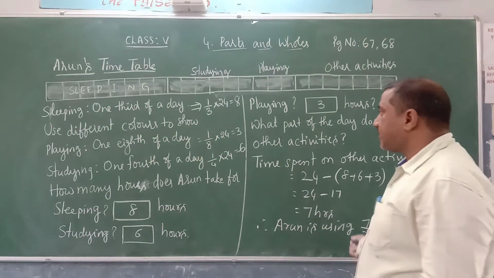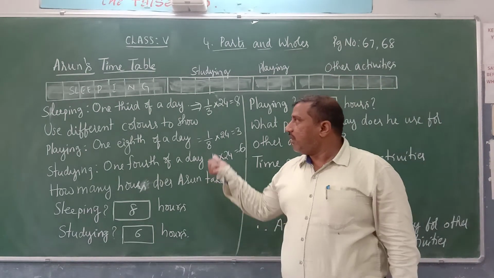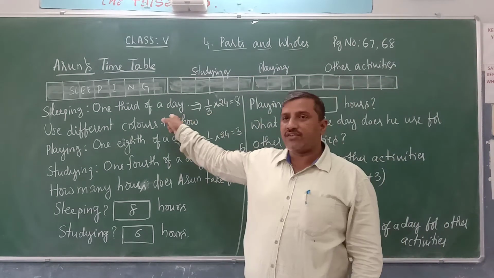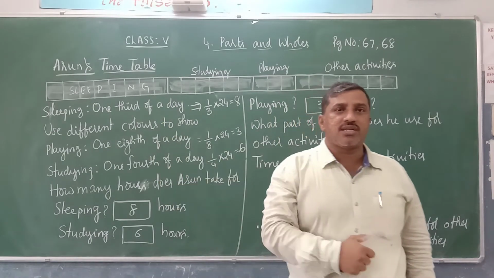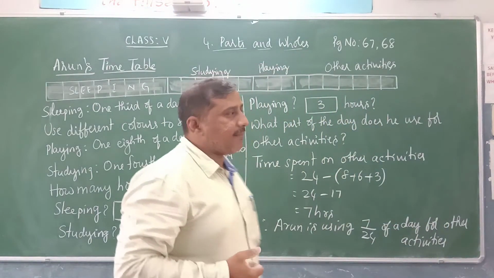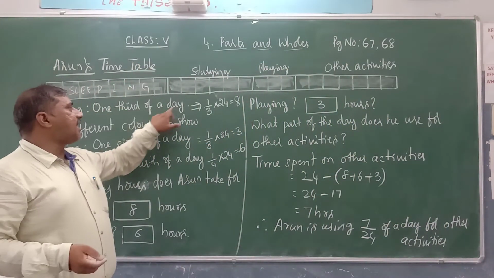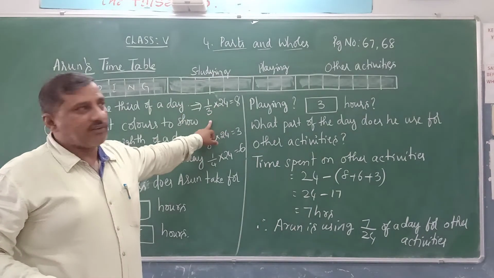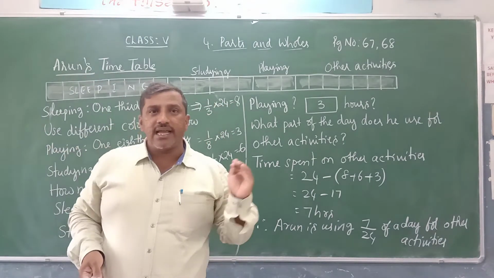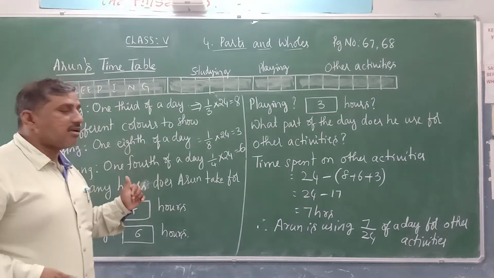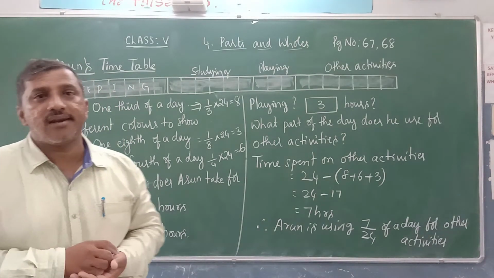So Arun is sleeping 1/3 of a day. How can I find out how many hours he is sleeping? One day is 24 hours. You divide 24 by 3. We get 8 hours. He goes for sleep for 8 hours. Is it clear, children?